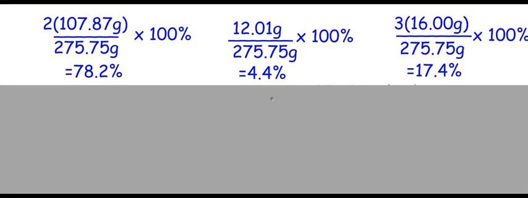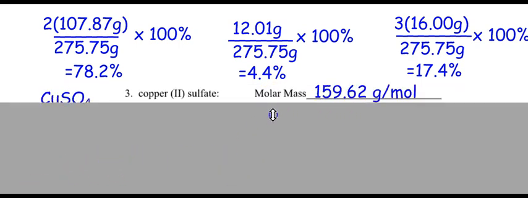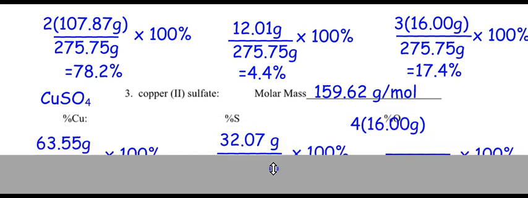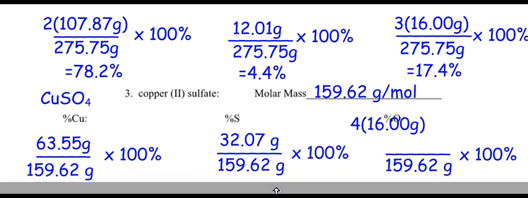Well, the first thing you had to figure out is what is the correct formula for copper 2 sulfate, and then you could find the molar mass. So I found it is CuSO4. The charge is canceled out, so the molar mass is 159.62. And so then I found the part over the whole.